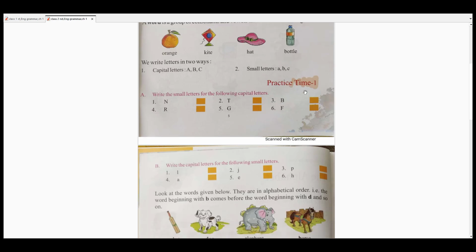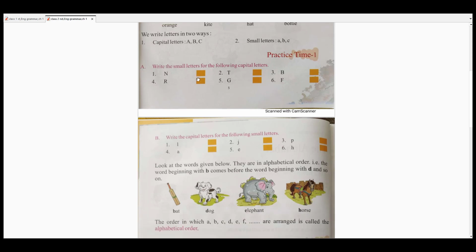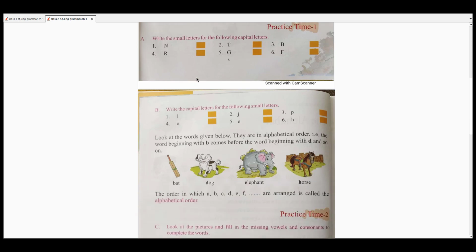Now it's practice time. You need to solve all these exercises by yourself. I will just guide you a little bit in this video. Part A is: write the small letters for the following capital letters. You have to fill these boxes with small letters corresponding to these capital letters. N is given here, so you need to write small n here. Capital R is given here, so you need to write small r here. Capital T is given here, so you need to write small t here. Just like that you have to complete this question.